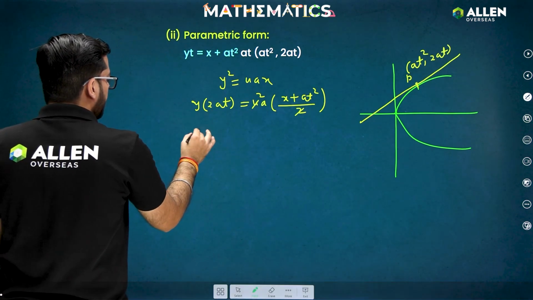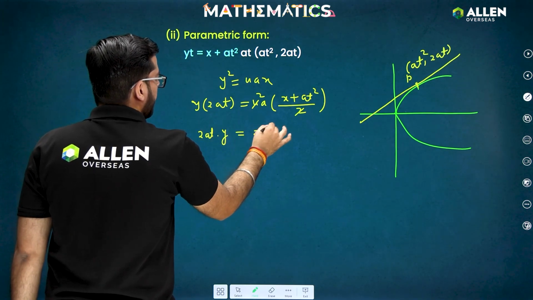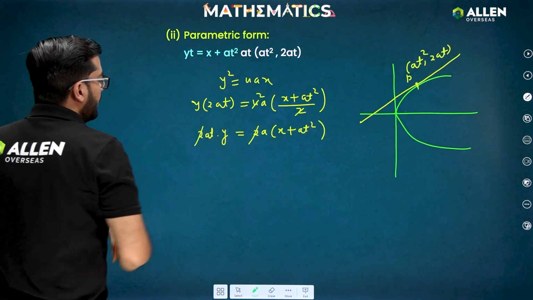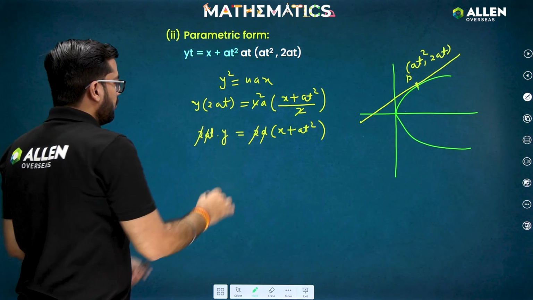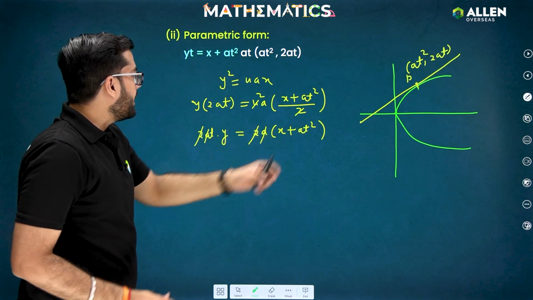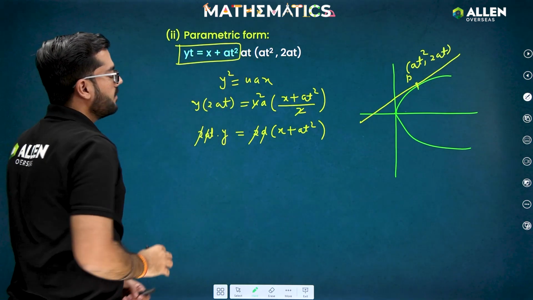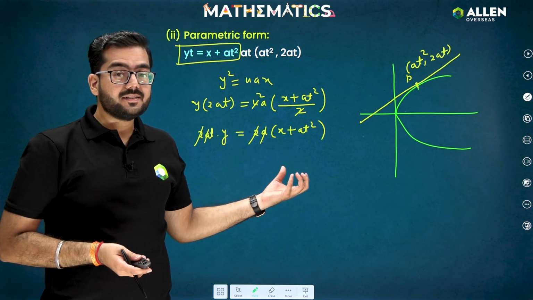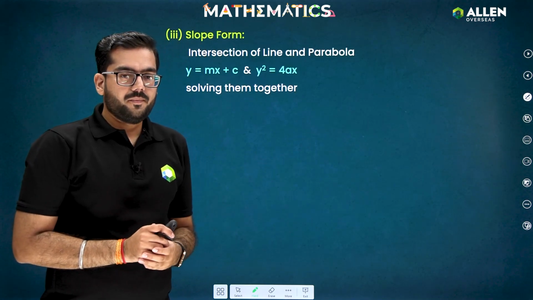Then you will get 2at into y, which is equal to 2a into x plus at square. After getting the cancellation, you can also cancel this a. So y into t, you will get x plus at square, which is your equation in parametric form. Quite easy to understand because we have a shortcut. And yes, similarly we can perform the same thing in slope form.